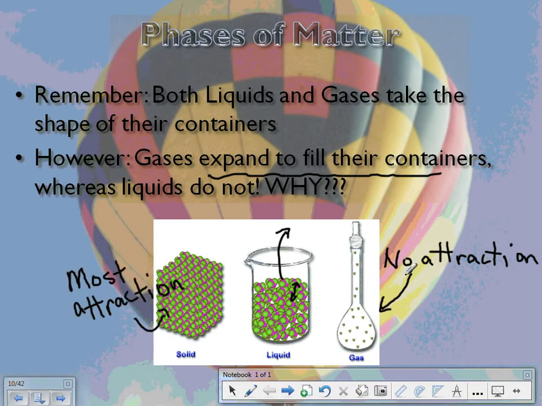And then, so we have no attraction, and here we have the most attraction. This would be somewhere in the middle.